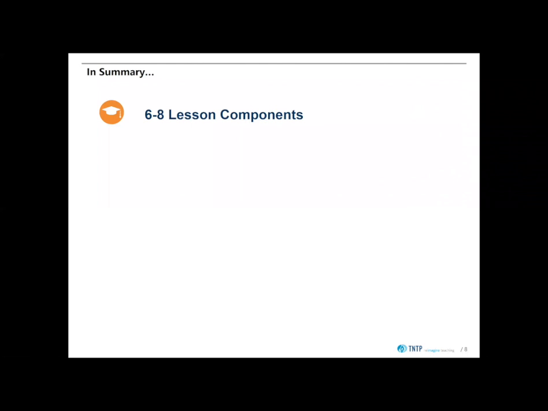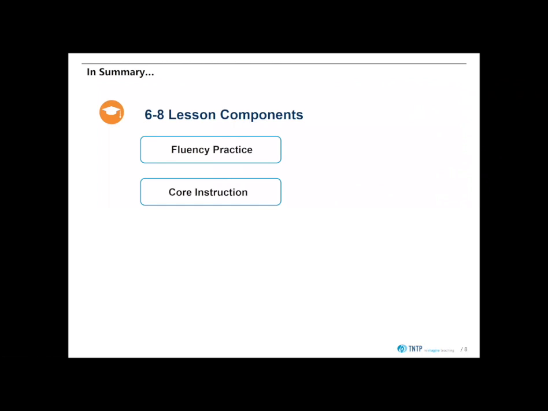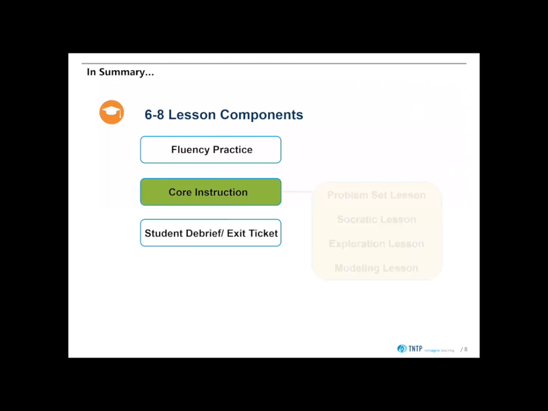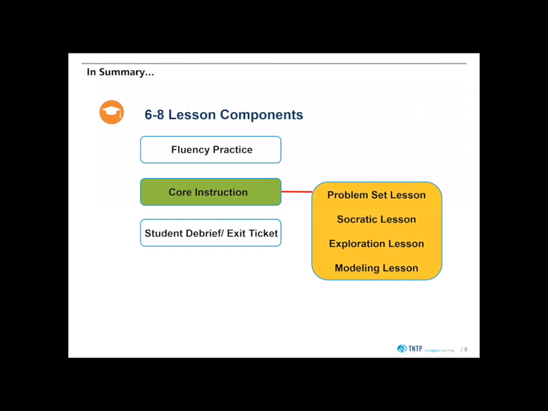So these are the 3 components of 6-8 lessons in Eureka Math: fluency practice, core instruction, and the student debrief exit ticket. This lesson structure is consistent for every lesson in 6-8. Just remember that the core instruction can be one of 4 types: problem set, Socratic, exploration, or modeling.